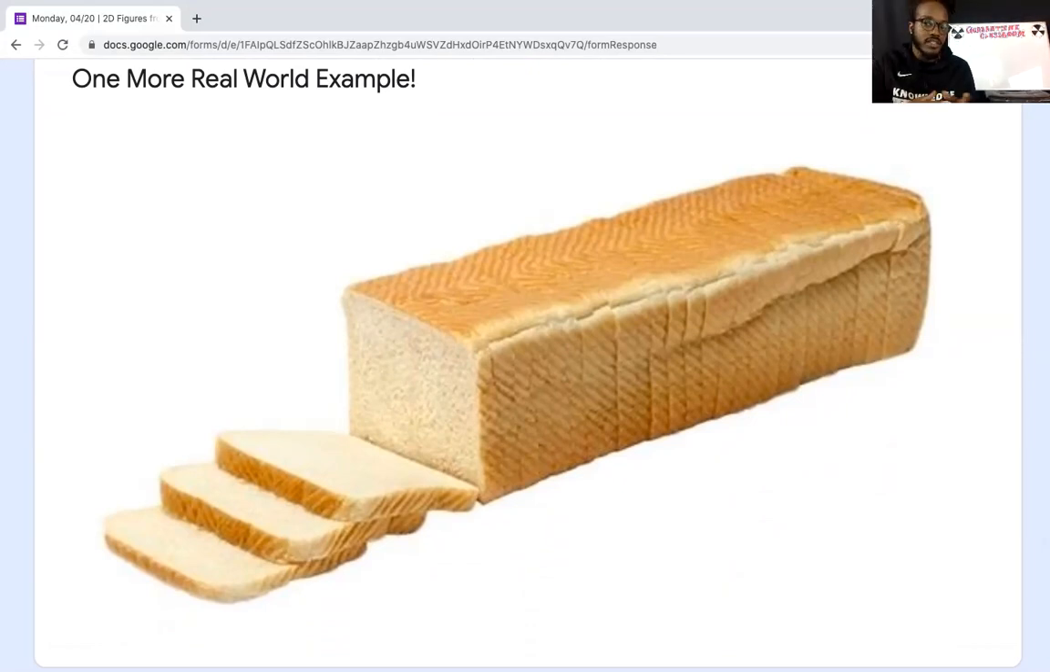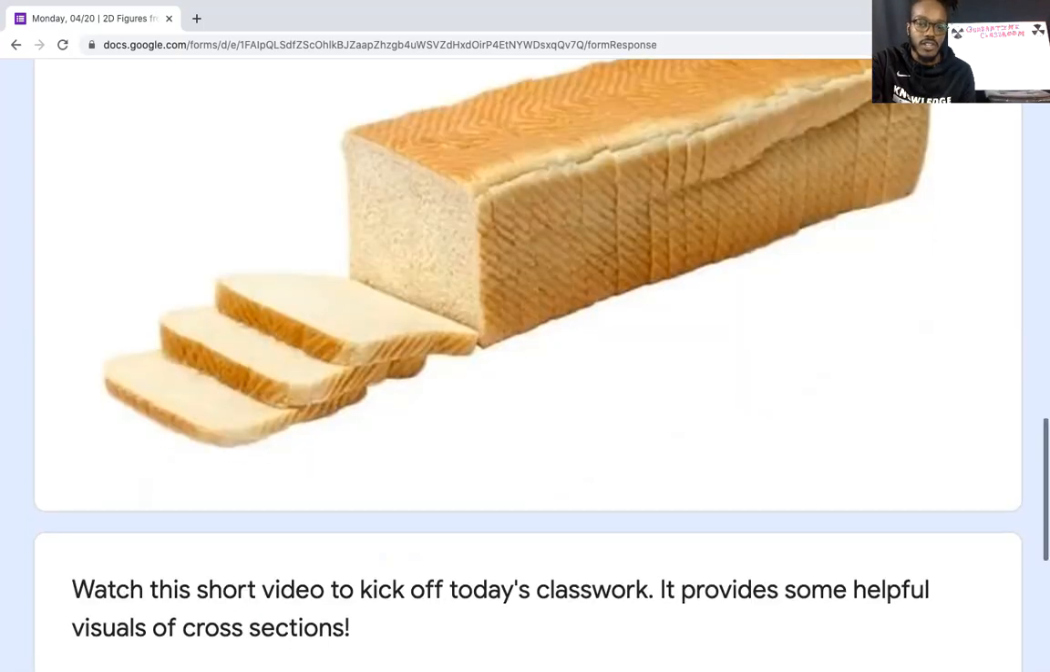The bread is, for all intents and purposes, a rectangular prism. If you were to create a cross-section, meaning you just sliced that rectangular prism, you would get a rectangular or a square cut kind of cross-section.